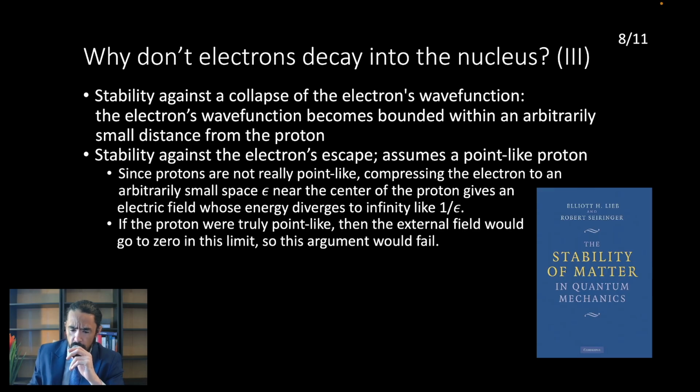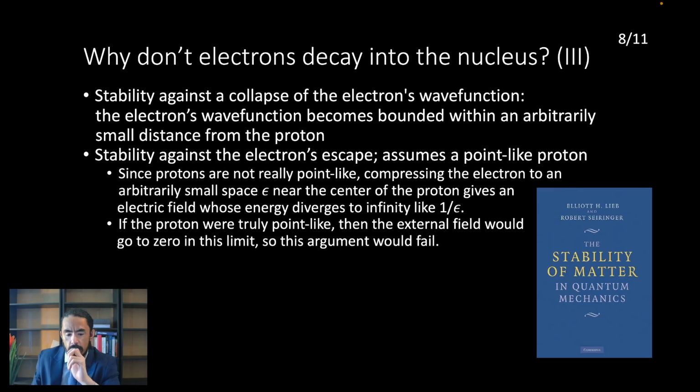So on the one hand, when you're considering the stability against a collapse of the electron's wave function as it's surrounded or entrapped by the Coulombic electrostatic attraction of the nucleus, the electron's wave function becomes bounded within an arbitrarily small distance from the proton. This is kind of what I mentioned on the previous slide as far as the Heisenberg uncertainty principle.